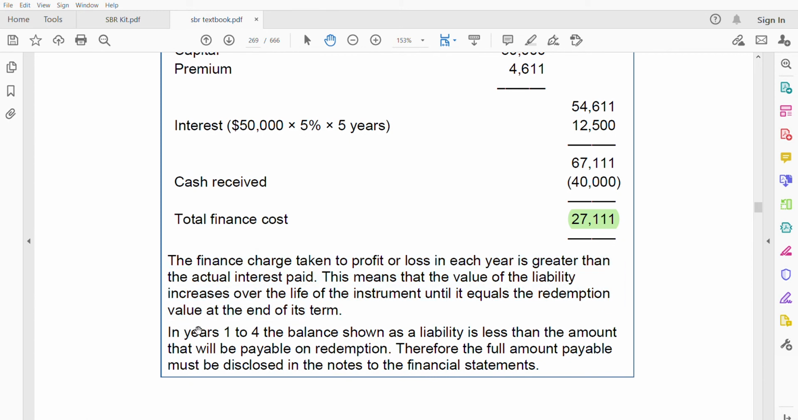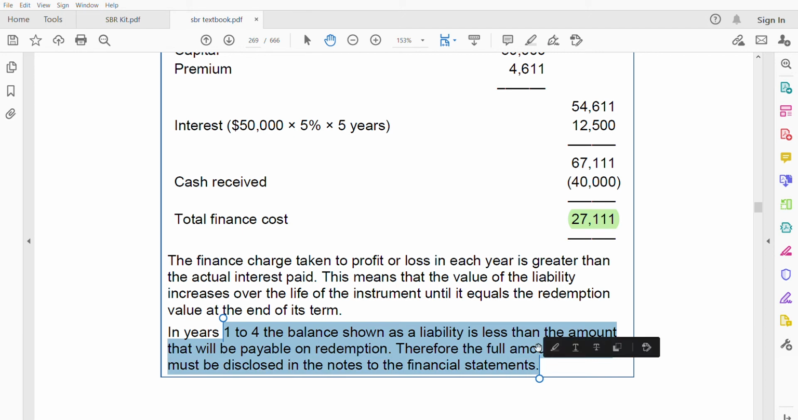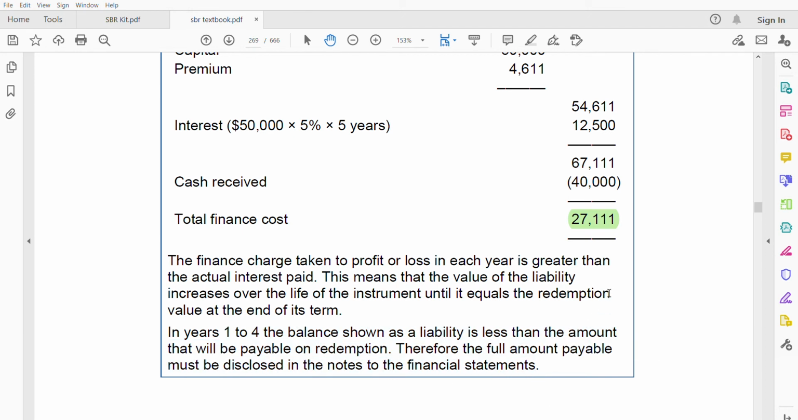So in years 1 to 4, the balance shown as a liability is less than the amount that will be payable on redemption. If you see from 1 to 4, the balance shown as a liability is less than the amount that will be payable on redemption. Therefore, the full amount payable must be disclosed in the notes to the financial statements. The full amount that will be payable must be disclosed.